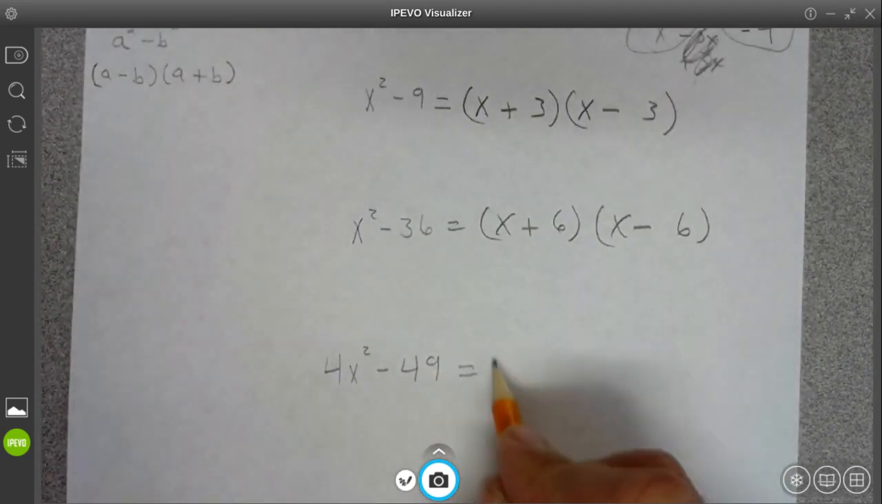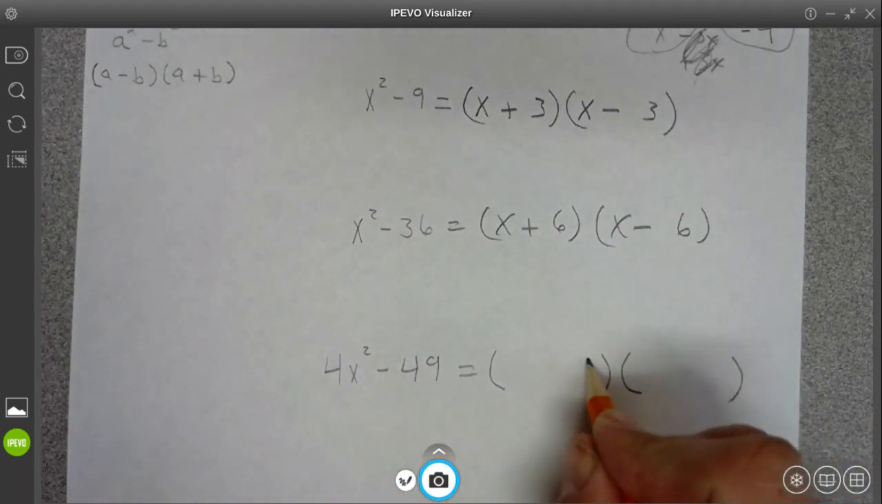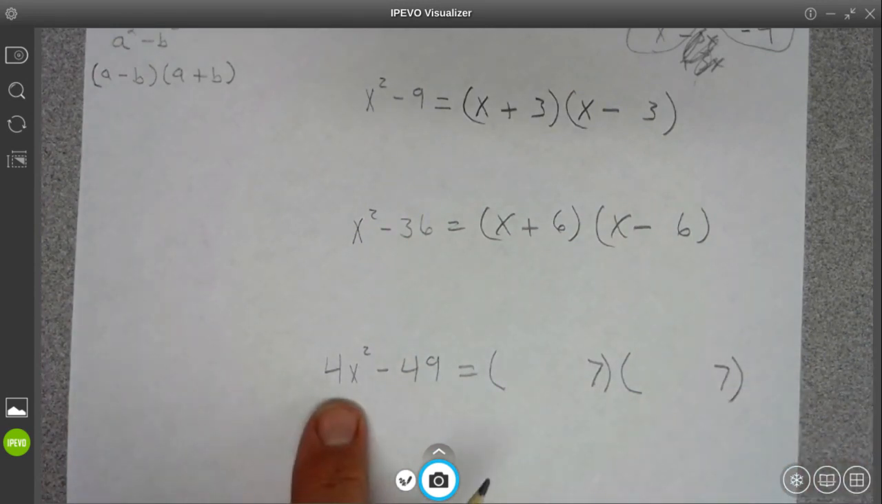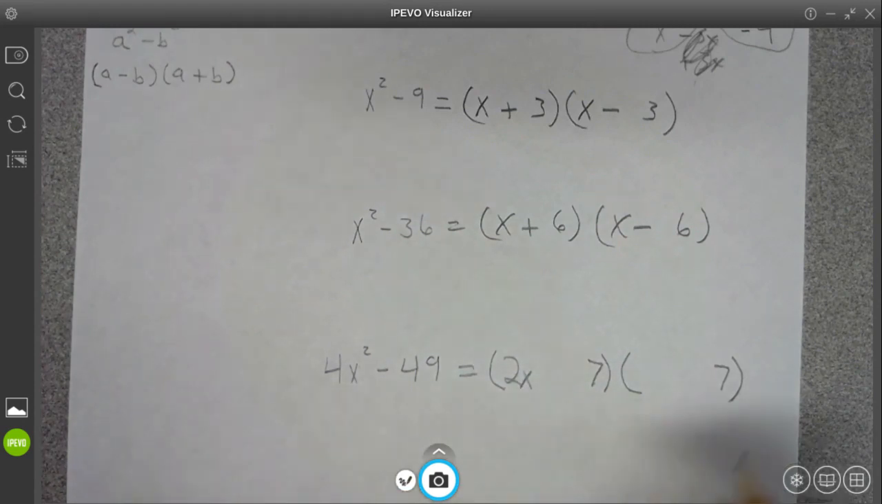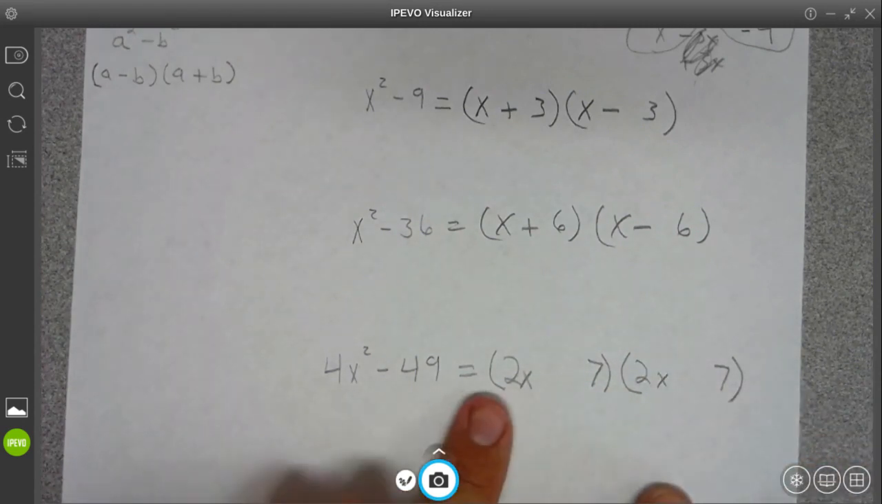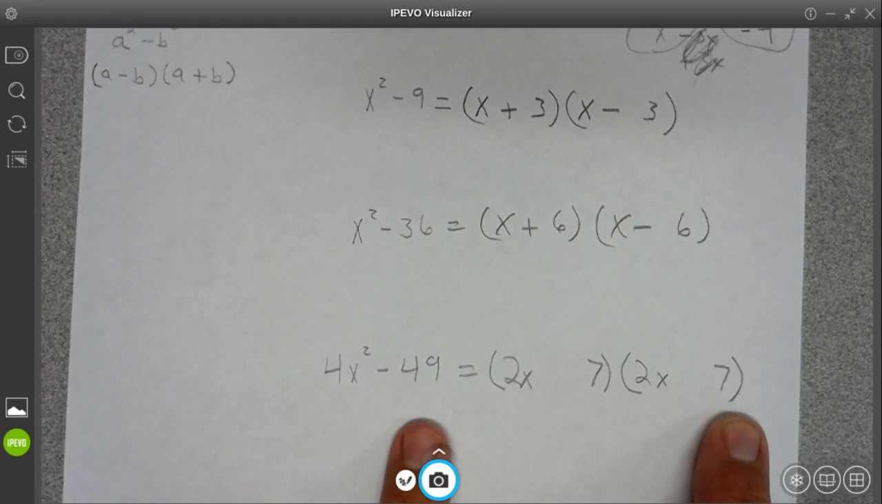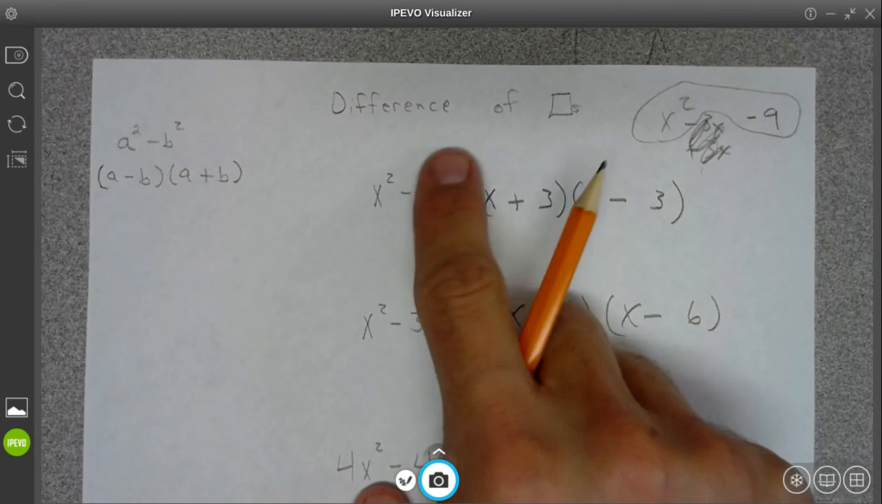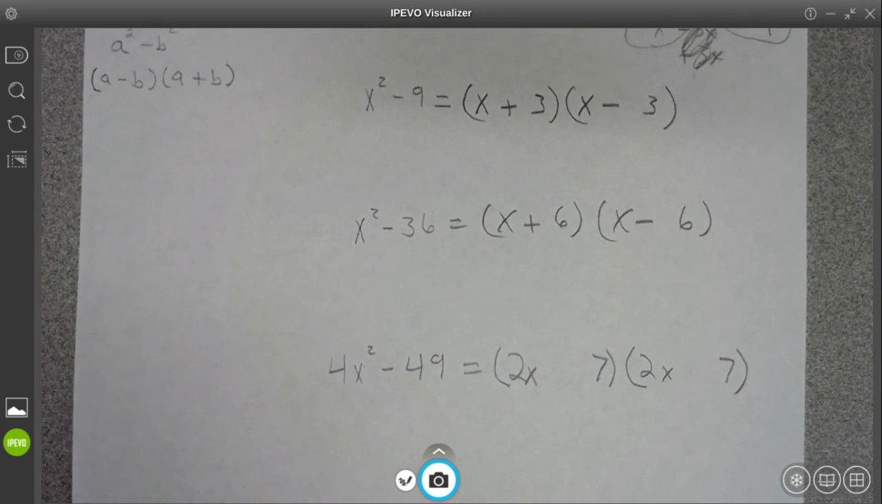So what times itself will give you 49? That'll be a 7. And then what times itself will give you 4x squared? Well, 2 times 2 gives you the 4, and then x times x will give you the x squared. Hopefully you see how this works out. 2x times 2x gives you the 4x squared. 7 times 7 gives you the 49. And because it's a difference, because it's subtraction, that's what makes it difference of squares. 49 is a perfect square, and so is 4x squared.